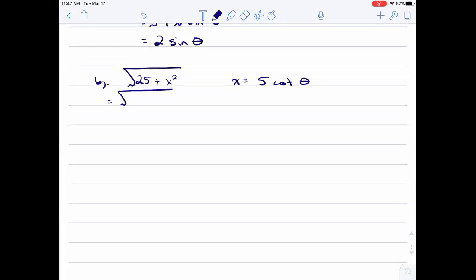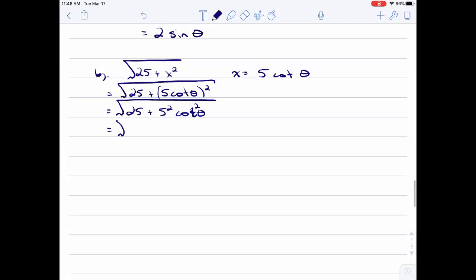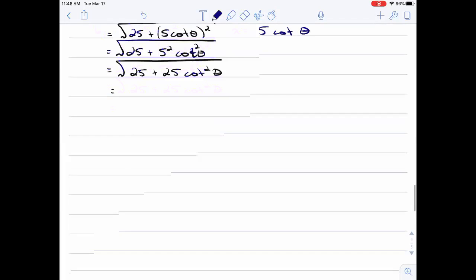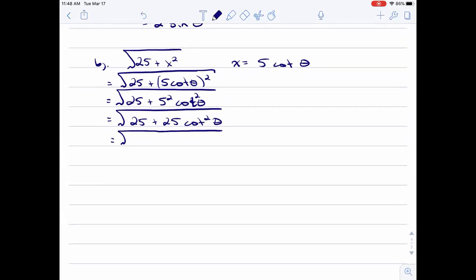So here, this is going to be 25 plus 5 times cotangent theta squared, which is 25 plus 5 squared cotangent squared theta, which is 25 plus 25 cotangent squared theta. So now we can pull out a common 25 and get 25 times 1 plus cotangent squared theta.